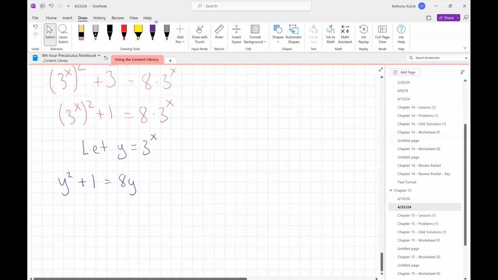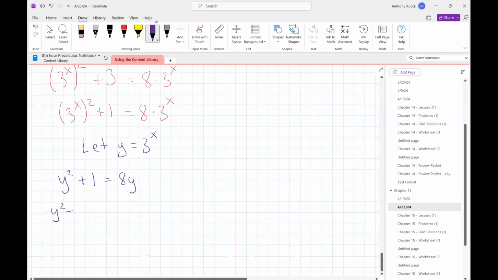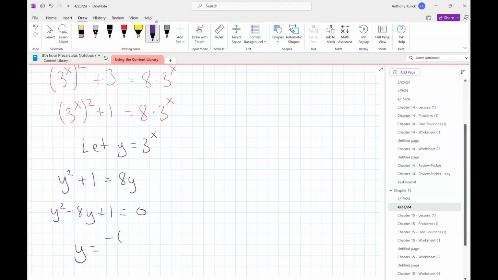To solve a quadratic, it's got to equal 0. So we'll subtract the 8y over. Now to solve this, I can either factor. Well, there aren't two things that multiply to give me 1 and add to give me -8. So that means I'll do the quadratic formula. So y equals -b plus or minus the square root of b squared minus 4ac all over 2a. -8 squared is 64, minus 4 is 60.